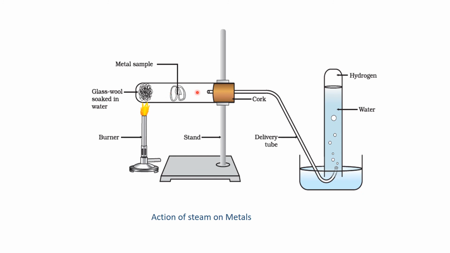And this hydrogen gas passes through this delivery tube to this water which we have taken in this beaker, and this is the inverted test tube in which you can see these bubbles going up, and this hydrogen collects here. Because hydrogen gas is produced here, it shows the reaction of the metal sample with steam. We have not taken any water here, only steam. And how is steam produced? This glass wool is soaked in water and then it is heated. So this reaction you can show. Suppose this metal sample is iron or aluminium, it produces hydrogen gas.